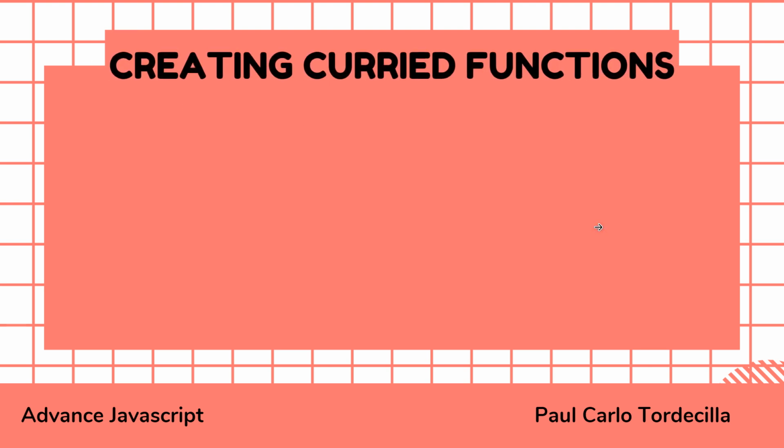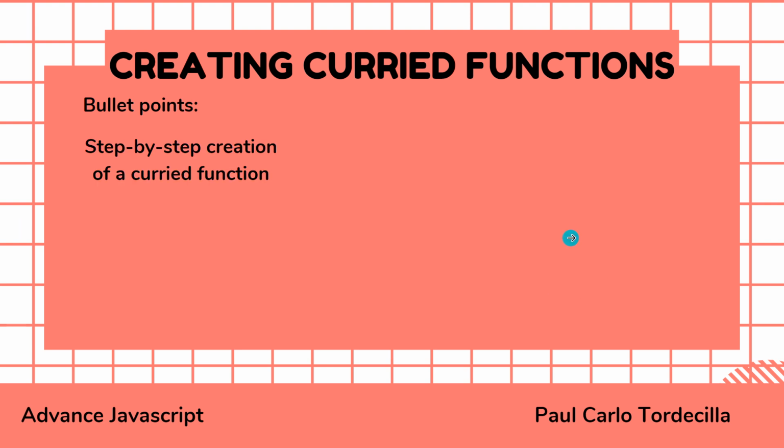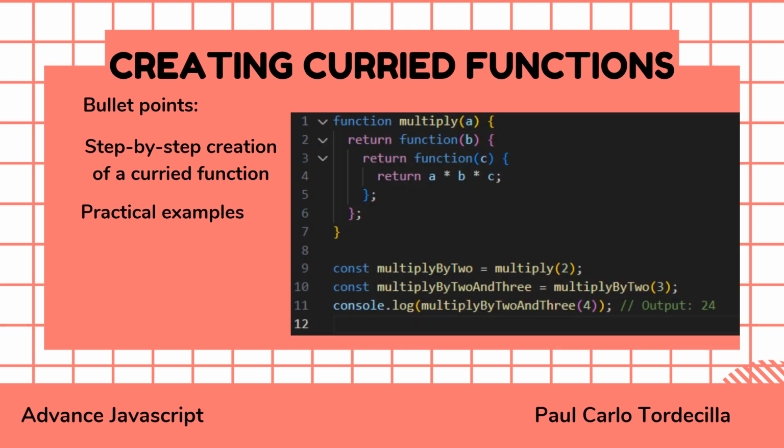To create a curried function, we start by defining a function that returns another function. Each returned function will take one argument and return another function until all arguments are provided. Let's build a curried function step by step.